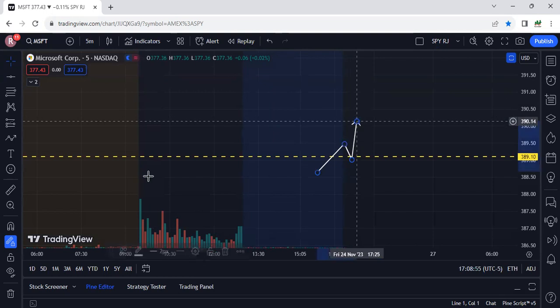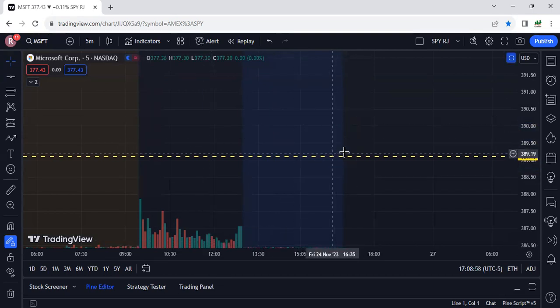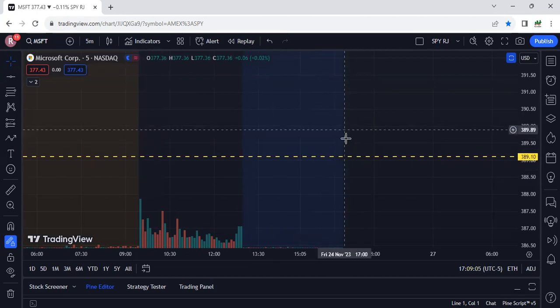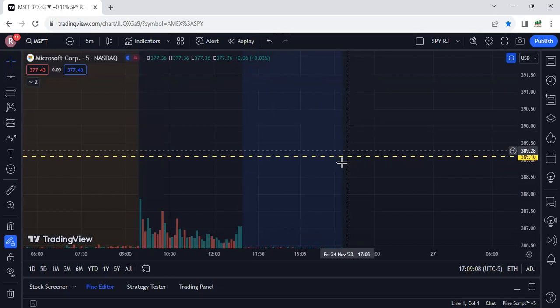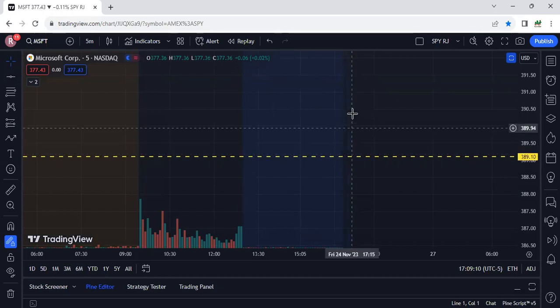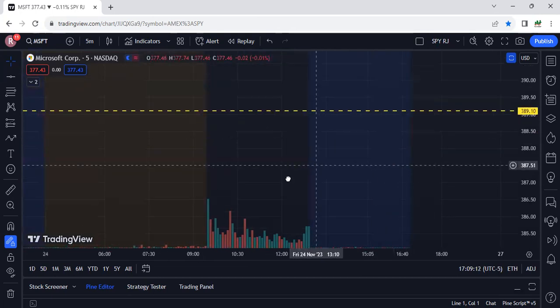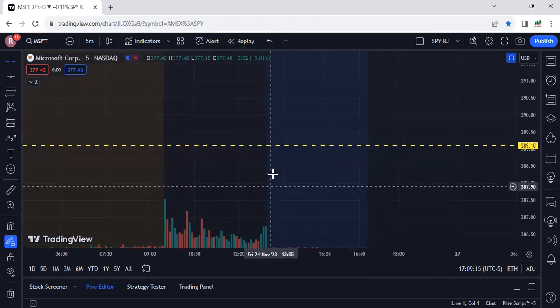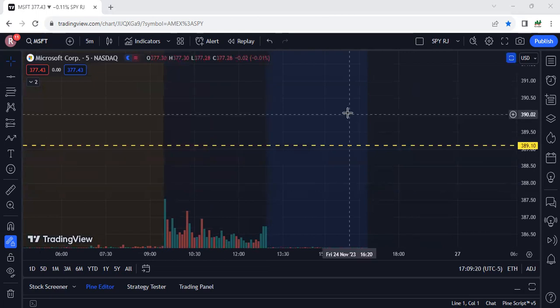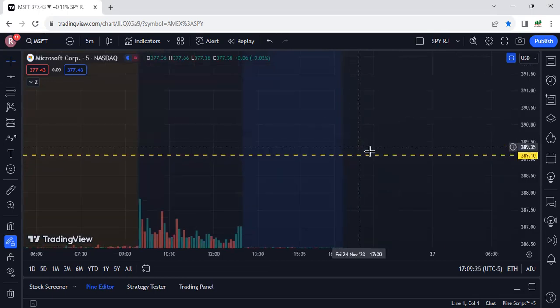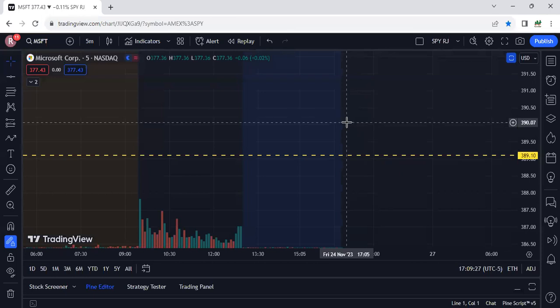Entry criteria: we're looking for it to break. We're not chasing. This is an anti-FOMO strategy. Don't chase the initial up move. Let it come back and retest. That candle retest could be the next candle, or it could be 30, 45 minutes to an hour, just like that last Microsoft trade we just saw. You don't want to get FOMO because you're going to be buying low and selling high. So that's the entry criteria.